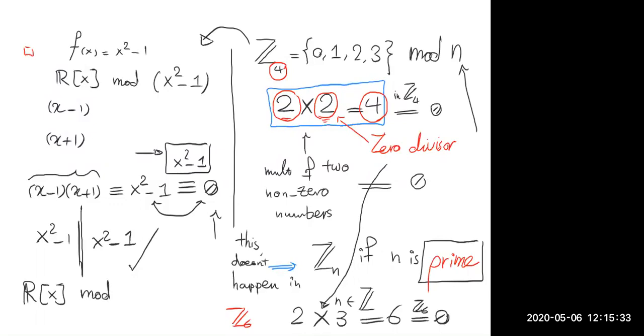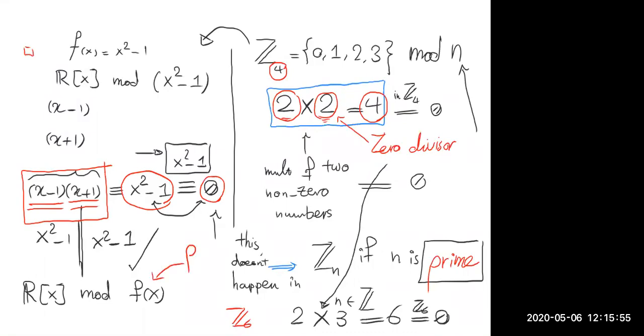Polynomials mod another polynomial f of x, we don't like this thing to happen. We don't like to have non-zero polynomials like x minus 1 and x plus 1, such that if we multiply them, we would get a polynomial which is equal to 0. We don't like that. And it's kind of similar: f in some sense should be prime.